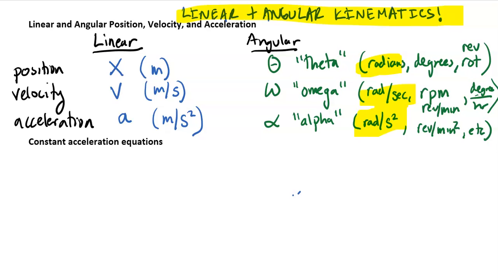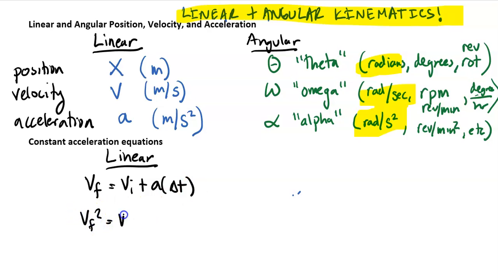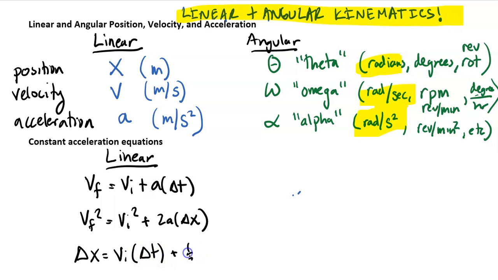Cool. So let's go ahead and chat about our constant acceleration equations. What I want you to do is, from memory, it's good practice, write down those three linear constant acceleration equations. Okay, after you've done that, I'll write them down. So we have Vf equals Vi plus A delta T. We have Vf squared equals Vi squared plus 2A delta X. And our last one, delta X equals Vi times delta T plus 1/2 A times delta T squared.